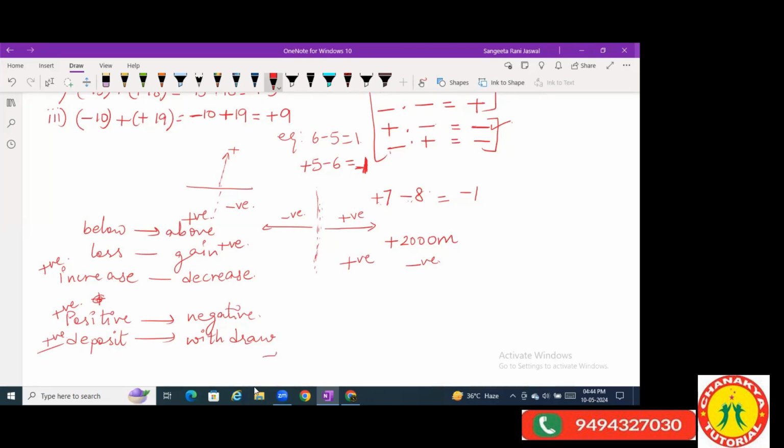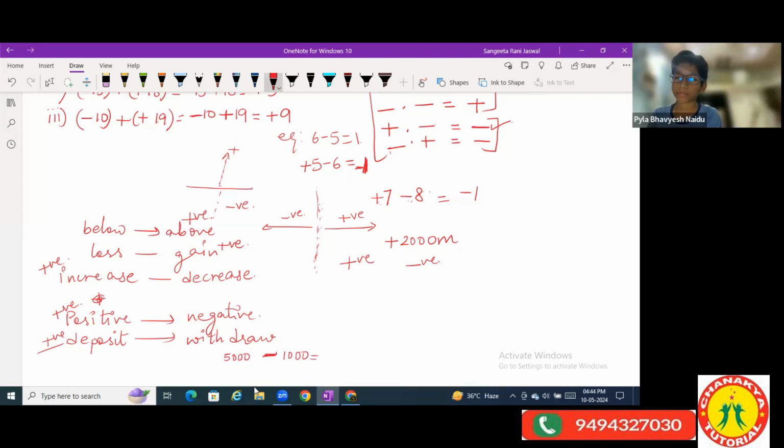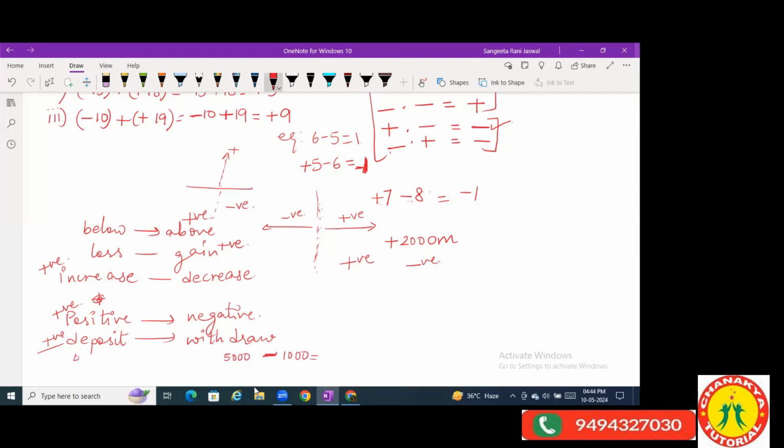Some amount is getting minus there. Suppose in the bank there was 5,000 rupees and I withdrew 1,000. So that means I'm subtracting 1,000 from 5,000. But if I'm depositing something, suppose earlier the money was 4,000 in the bank and I deposited 1,000, that means the money has been added there, right? Yes, ma'am. So these are some positive terms.